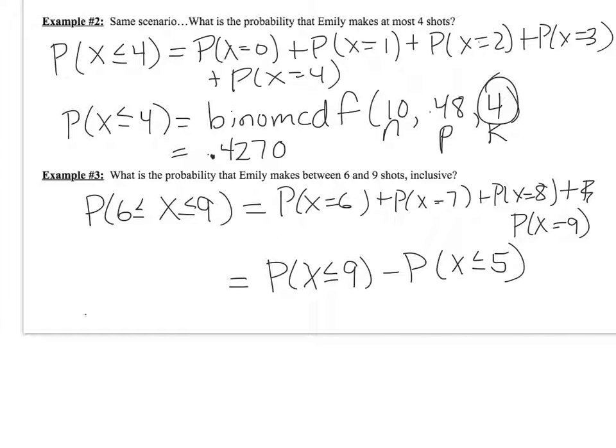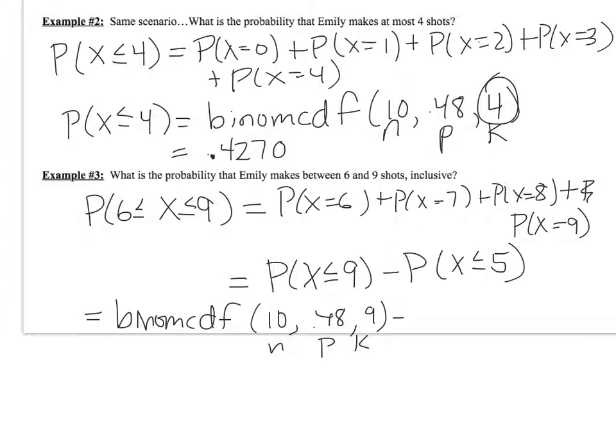So to do this, I'm going to move my equal sign over here. The first one is binom CDF of n, p, k, so still our 10, .48, and in this case, the k value is going to be 9. So there's my n, p, k. Please note how I'm labeling the inputs and writing probability statements for all things. Might ask you to do that.